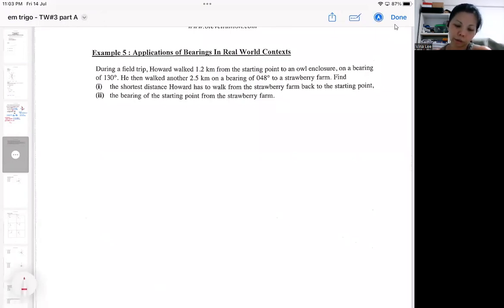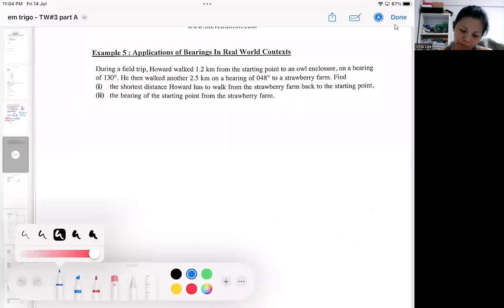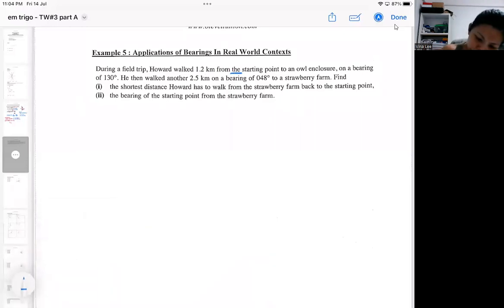So there is this field trip, Howard walks 1.2 kilometers from the starting point. So there is a starting point. It will be easier if you name the starting point. So for example, I'm going to name the starting point P, and then he's going to walk to an hour enclosure. So I'm going to label the location with alphabets.